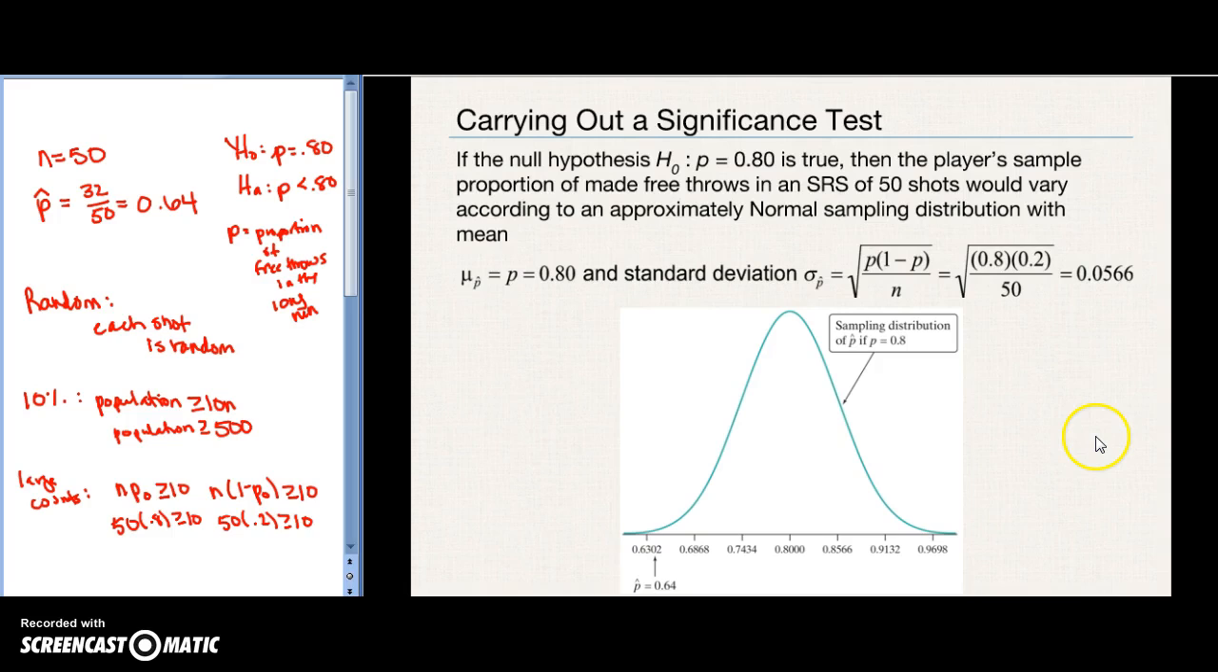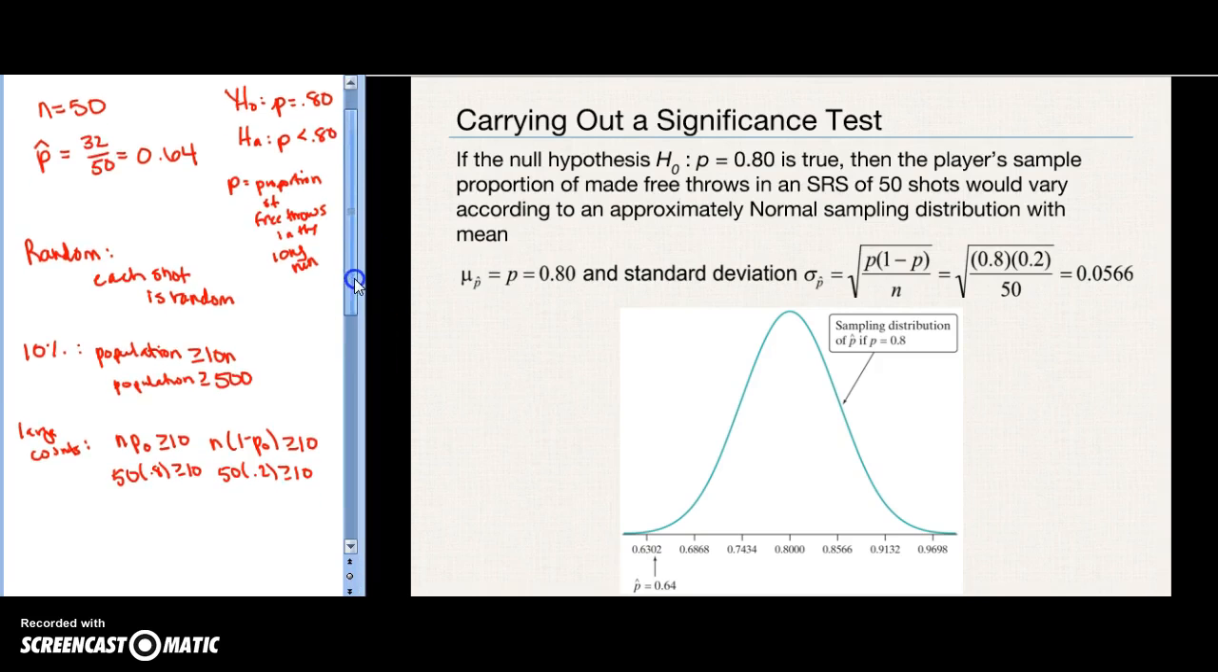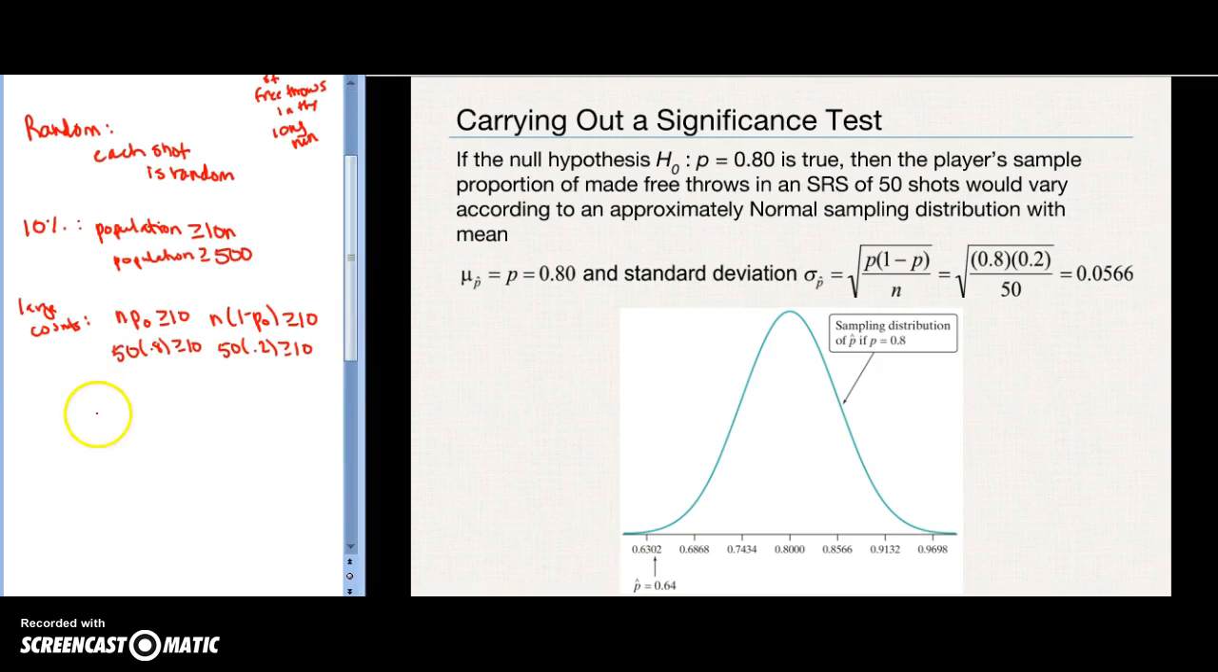The other thing that you have to know when you're carrying out a significance test is the shape of the distribution. We cover that when we're doing our large counts. We know that it's going to be normal because it meets the large counts condition. But if something's normal, you should always know what the mean and the standard deviation are. We learned that the mean of proportions will always equal your parameter, and so that's always going to be the same as your null in this case.